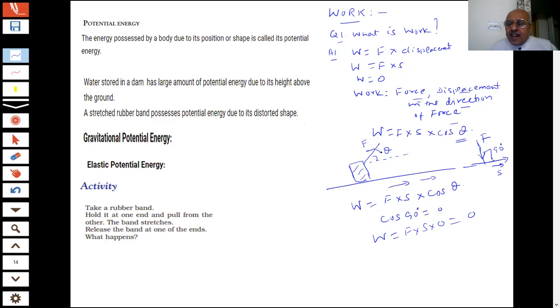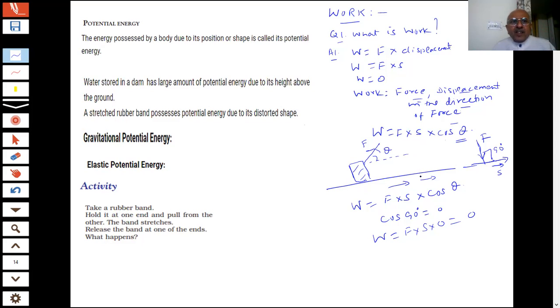Or if there is any angle, then we have to put the value of cos 30, cos 60. There is a value which is given in the book, students, which you will learn in maths of 10th also. Cos 30 degrees, cos 45 degrees, or different angles will have different values. From maths we can get those values. So then we can calculate the value of the work. Therefore, students, I am sitting on the chair. There is no displacement, work is 0. I am not doing work because there is no displacement.